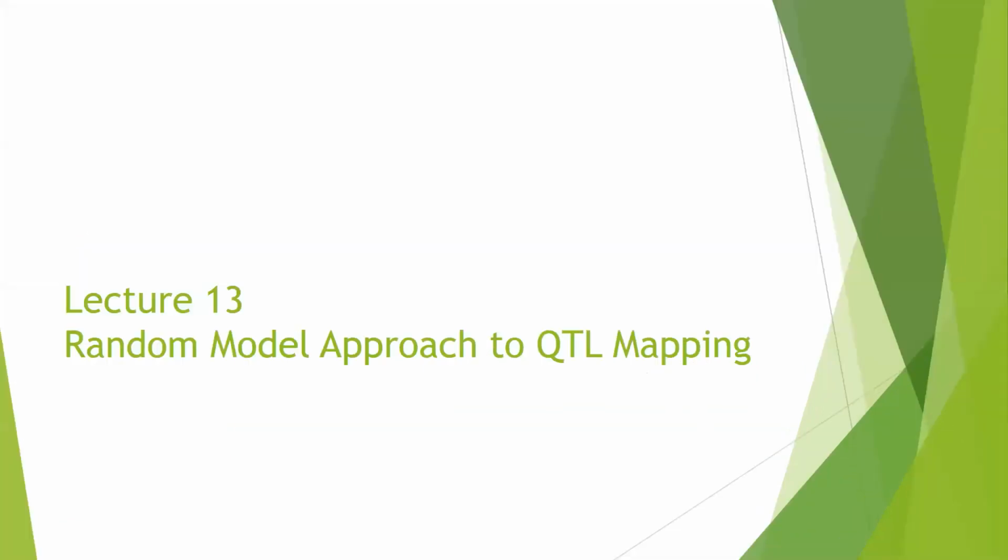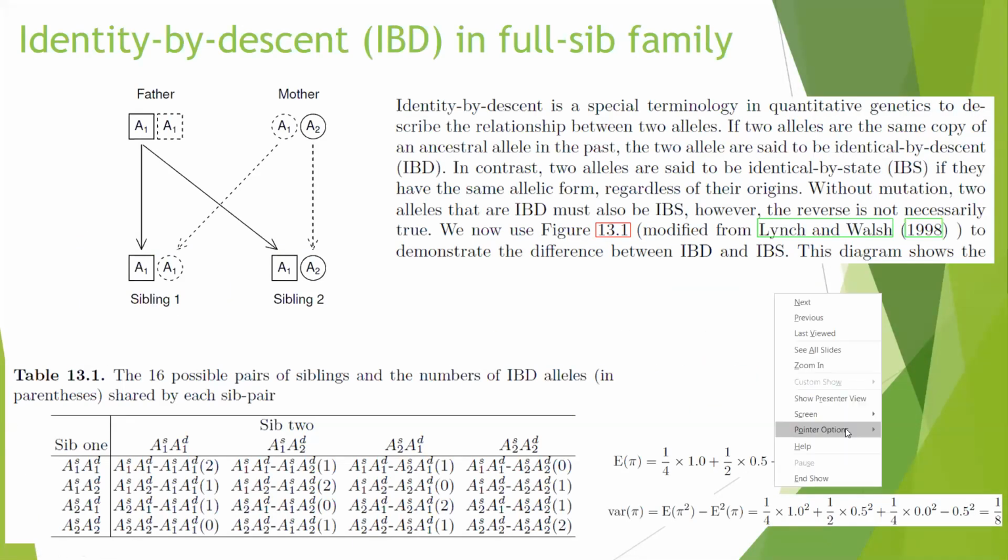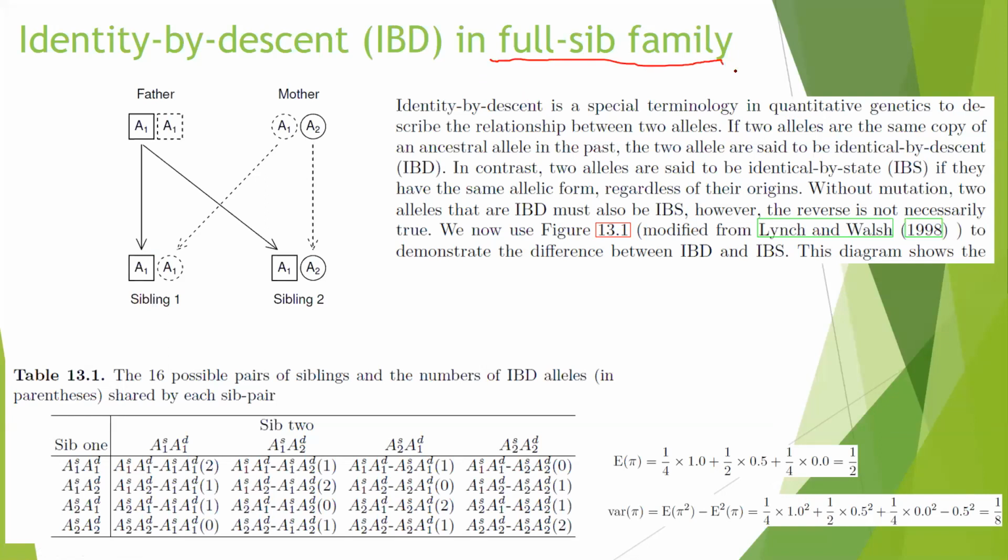All right. A very useful study example for the random model is when we want to study a full sib family. Full sib means all the siblings, all the progeny, are from the same parents, father and mother. This is a very important concept that we need to learn: the IBD, identity by descent.